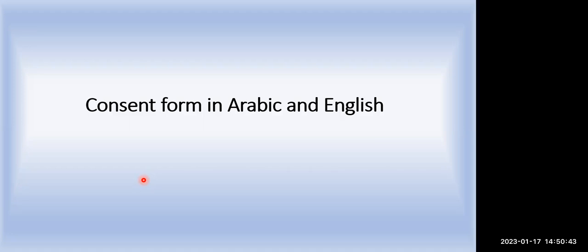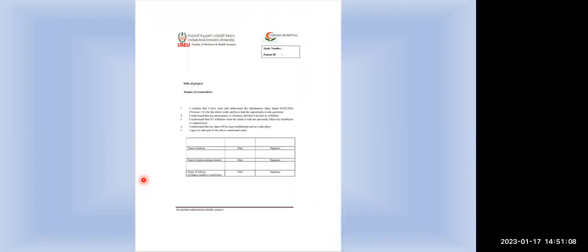And also, after reading the patient information, the consent form includes the Arabic one. This is the Arabic one, and it should be both in Arabic and in English, because the participant does not know English and knows the Arabic one. This is a very important point. And this is the English.